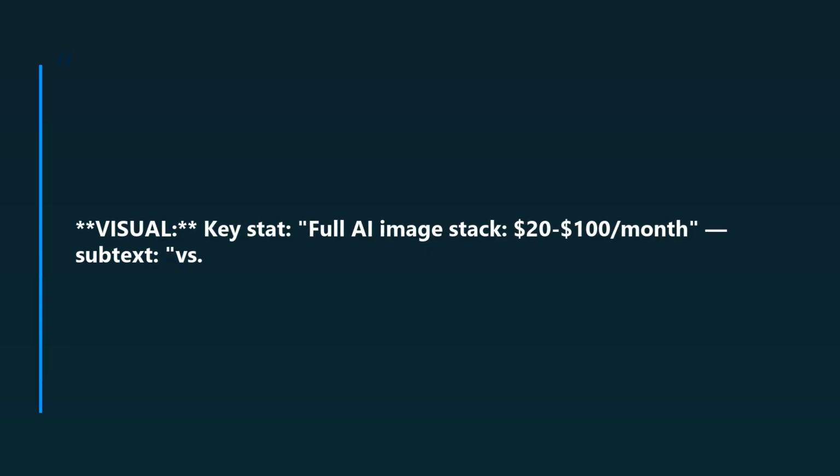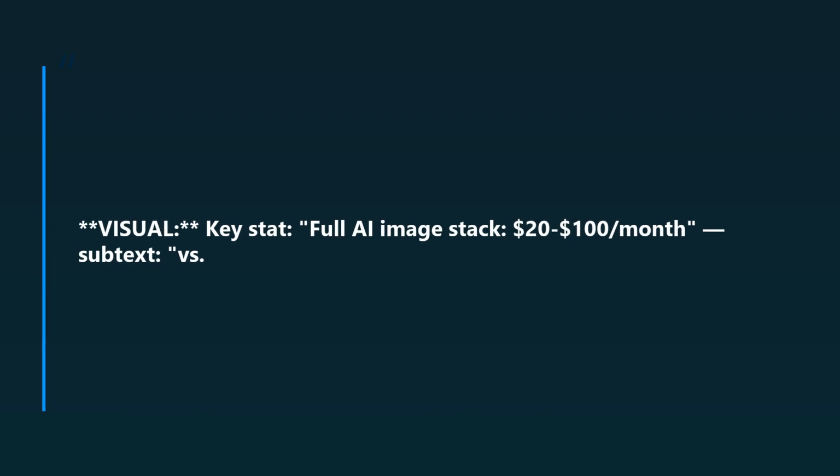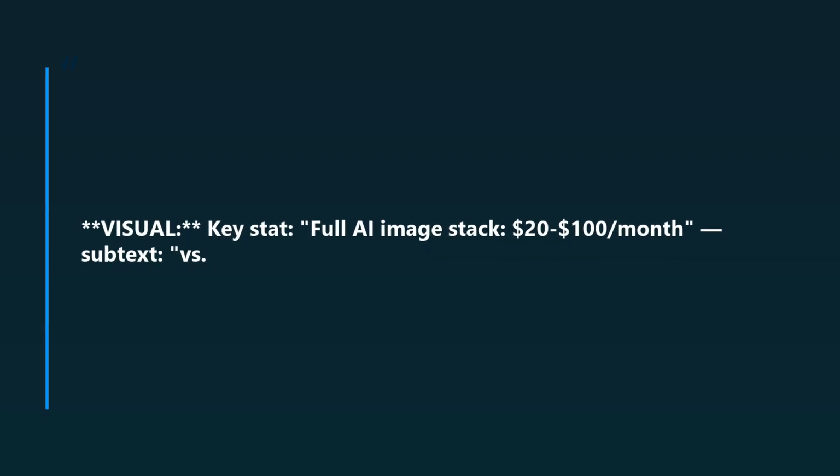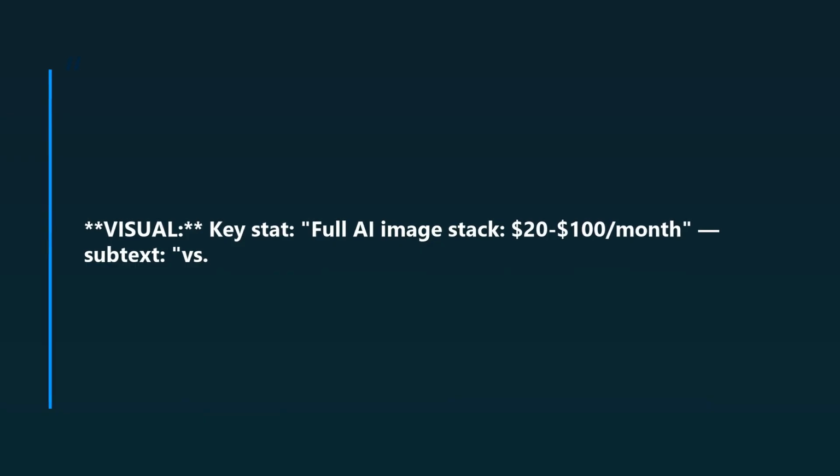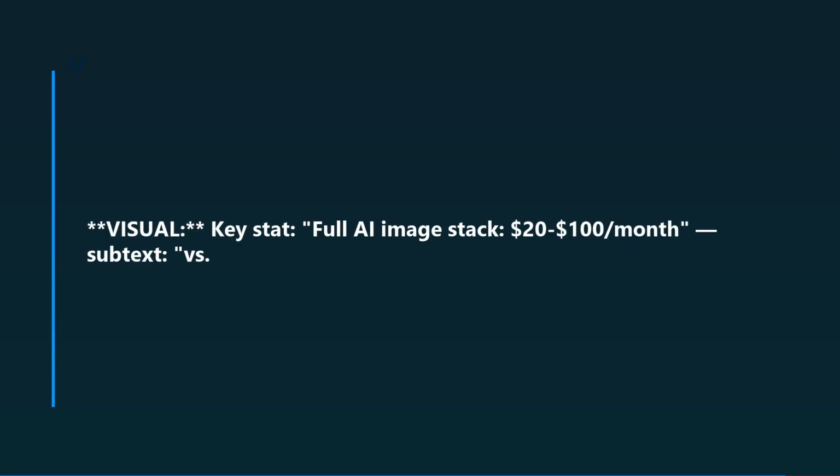Compare that to a single professional product shoot or a year of a premium stock library, and the math is not close. Businesses that commit to this workflow are producing dozens of original, brand-consistent images per week. That's content velocity that was completely out of reach for small teams 2 years ago.